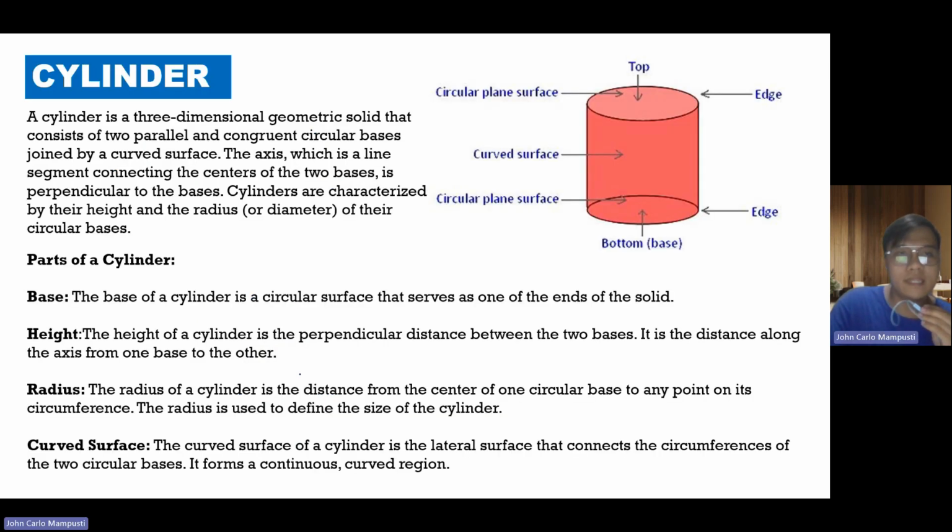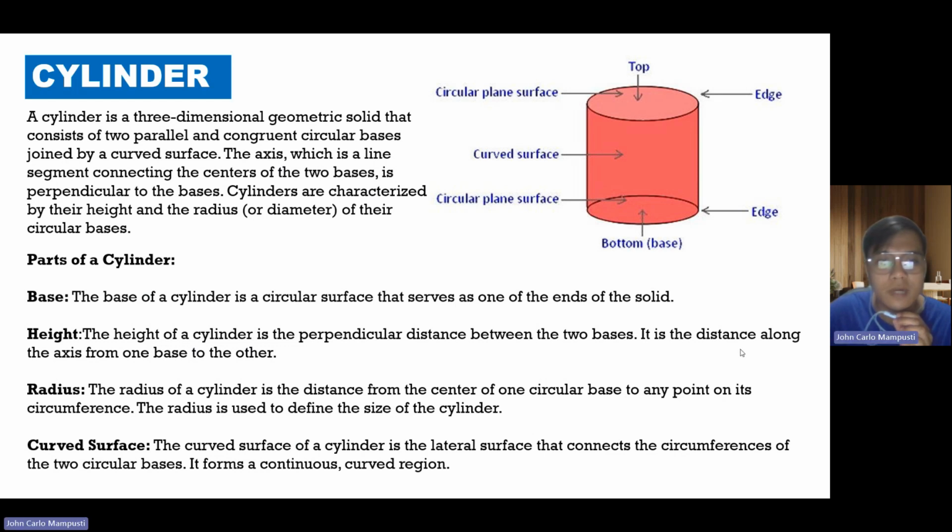A cylinder is a three-dimensional geometric solid that consists of two parallel and congruent circular bases. So, the axis, which is the line segment connecting the center of the two bases, is perpendicular to the bases. So, cylinders are characterized by height and radius of their circular bases. Let's discuss the parts. The base, obviously, we have bottom and top.